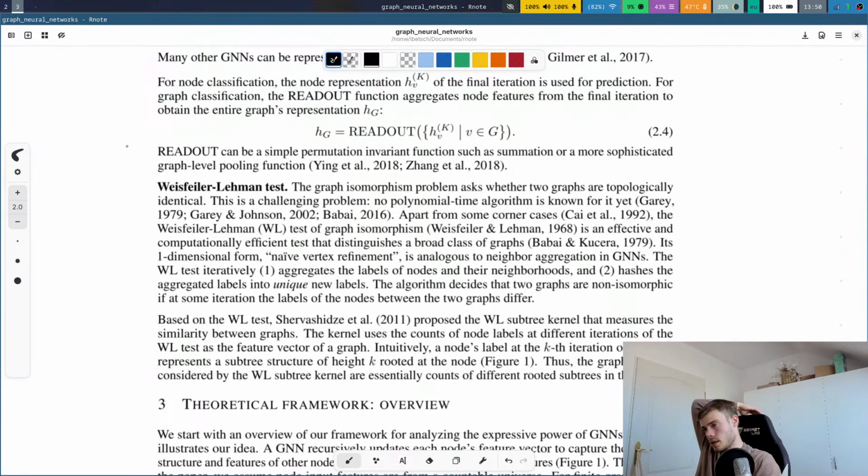Weisfeiler-Lehman test. The graph isomorphism problem asks whether two graphs are topologically identical. So topologically identical is the right term. This is a challenging problem. No polynomial time algorithm is known for it yet. Apart from some corner cases, the Weisfeiler-Lehman test of graph isomorphism is an effective and computationally efficient test that distinguishes a broad class of graphs. Its one-dimensional form, naive vertex refinement, is analogous to neighbor aggregation in GNNs.